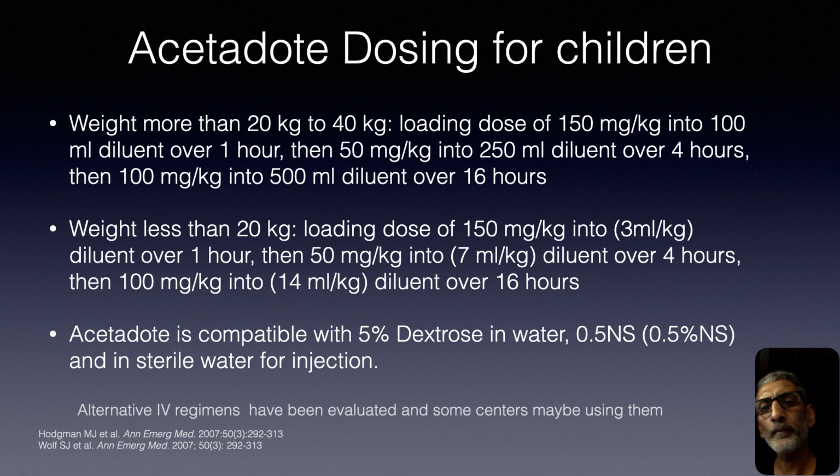Second dose, same like 50 milligram per kg, but the volume is 7 ml per kg. Give it over 4 hours. Third dose is the same 100 milligram per kg. Volume is 14 ml per kg of the diluent, and give it over 16 hours. The acetadote is generally compatible with dextrose 5% and half normal saline and sterile water for injection.